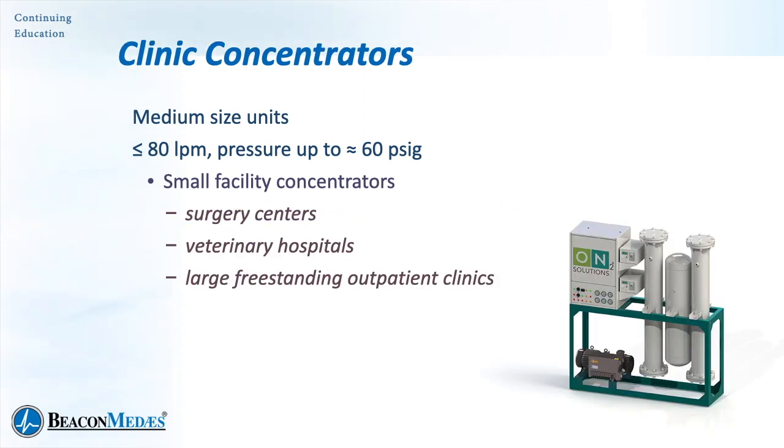For small clinics, there are medium-sized units. They will be typically up to about 80 liters a minute, although they can be all kinds of different sizes. They will put pressure out about 60 psi, and they are commonly used in small clinics. So you might see them in a surgery center. Veterinary hospitals like these a lot. You see quite a few of them in veterinary use. And you might see them in a freestanding outpatient clinic, which uses relatively little oxygen.